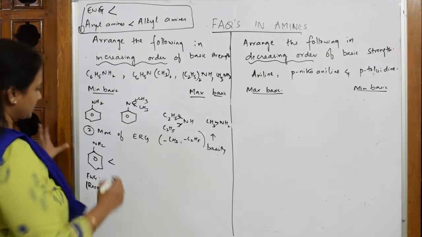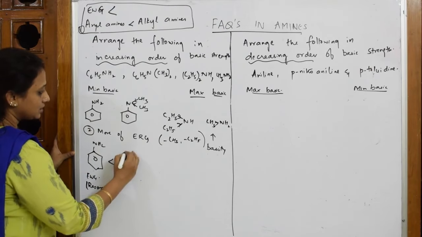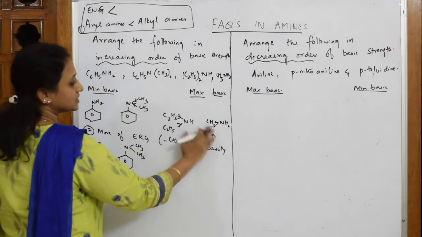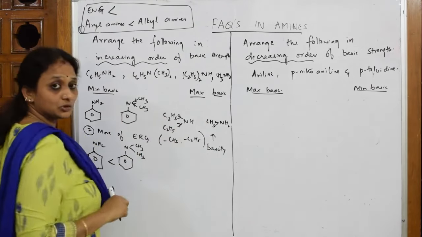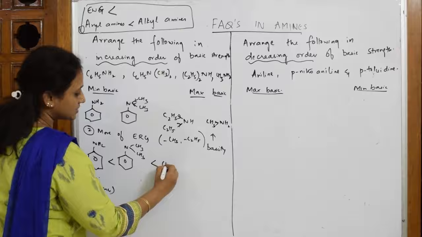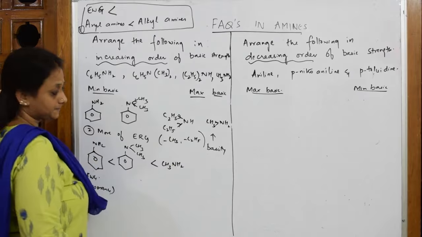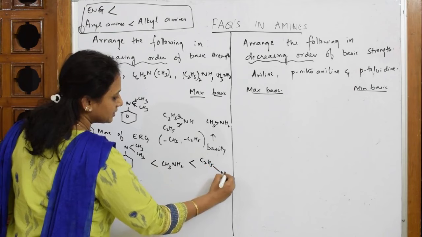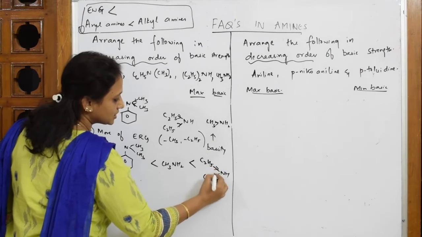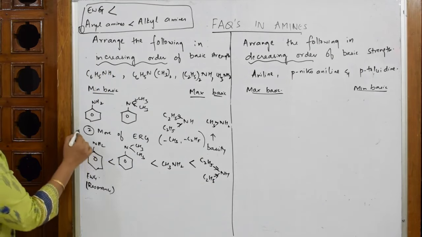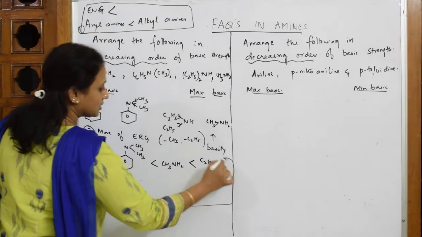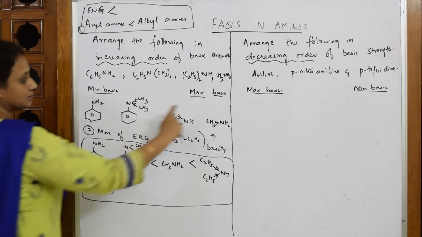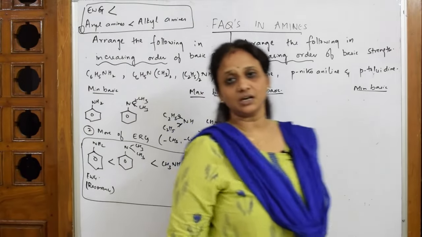Next comes, I have to compare between this and this. Here you have again a benzene ring, so benzene ring will be less. Now I have to compare between this and this. Here you have two alkyl groups. Here you have one alkyl group. So electron density here would be further lesser, because C2H5 is the maximum, having two alkyl groups donating. That's it. This is how you're going to write the order. This is a very easy concept. Please try to understand: minimum basic, maximum basic, because of the alkyl groups.